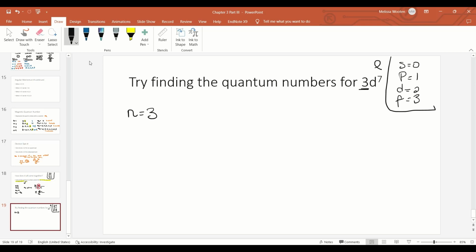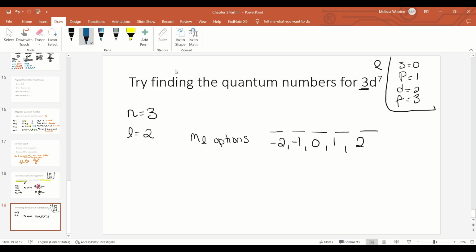And so for here, right, we're at the D level, so L equals 2, right? And for m sub L, our options are -2, -1, 0, 1, and 2. Okay, and so we have 7 electrons we're trying to place. So 1, 2, 3, 4, 5, 6, 7. Okay, and this is where you want to look at where that last electron is that you put, right? And so now we know that m sub L equals -1, and that our spin number is -1/2 because it's going downwards, right?